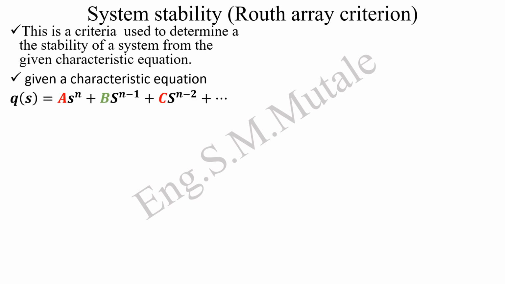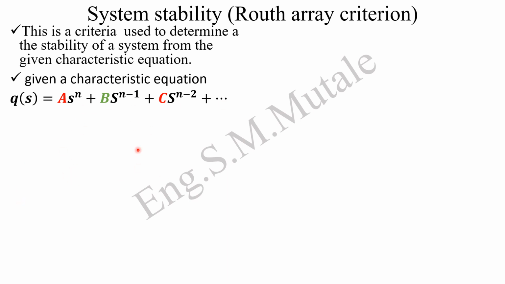This will be looking at system stability, and we'll be using the formula called Routh array criterion. This criterion is used to determine the stability of a system from a given characteristic equation. So we'll be given a characteristic equation, and from that equation, you're supposed to determine the stability of the system. When you're given a characteristic equation like this one, for example, you want to check if your system is stable or unstable.